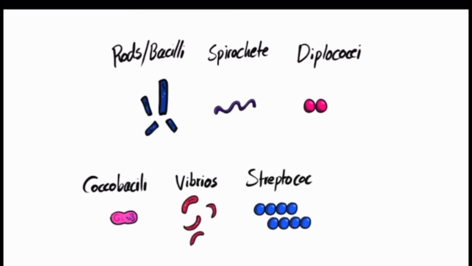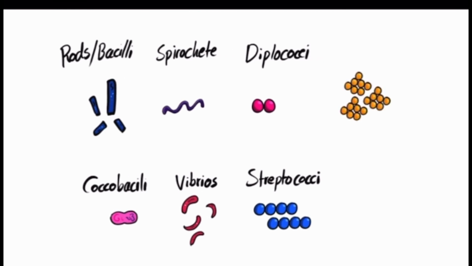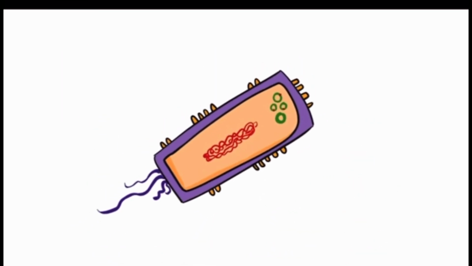Then we have streptococci, which are cocci in chains. And then we have the staphylococci, like we mentioned in our example, which are large cocci in irregular clusters. And then we have tetrads, which are cocci in a packet of 4, from the name tetrads, tetra, which means 4. Now we're going to discuss the bacterial architecture.